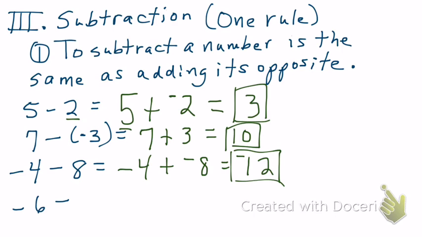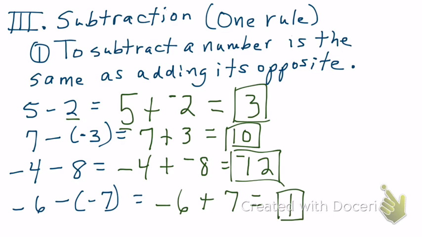And let's do another one. This becomes negative 6 plus, and the opposite of negative 7 would be positive 7. And so here we're going to subtract the two numbers. 7 minus 6 is 1, and we'll use the sign of the bigger number, which is the 7. And so it's going to be positive 1.